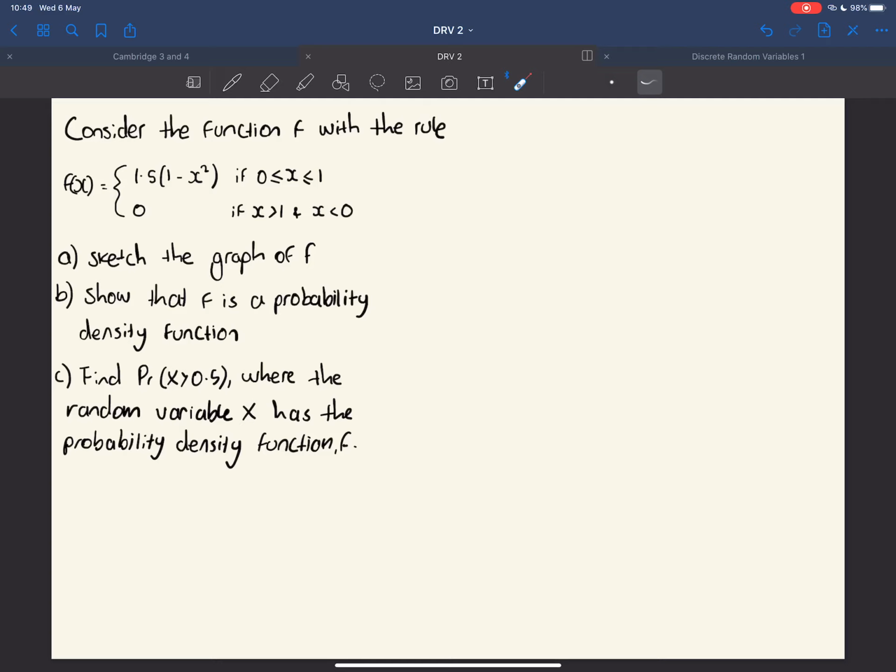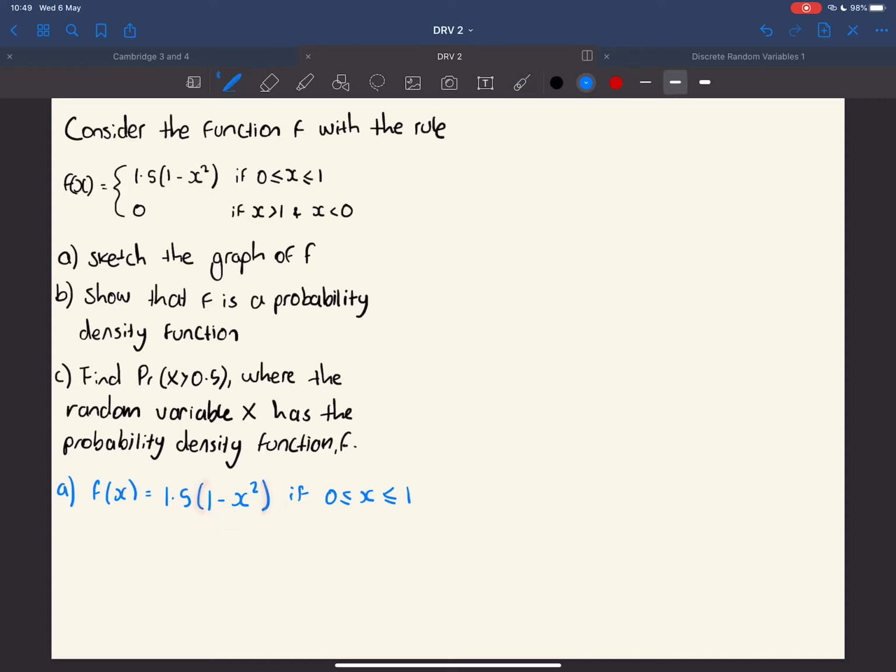Part A: given this function, sketch the graph. So let's go ahead and sketch this graph. First of all, I'm going to write the function down that I'm mostly going to have to work with, which is this part here and this part here. So part A, f of x equals 1.5 times (1 minus x squared) if 0 ≤ x ≤ 1. Now, I know this is a quadratic because the highest power is 2.